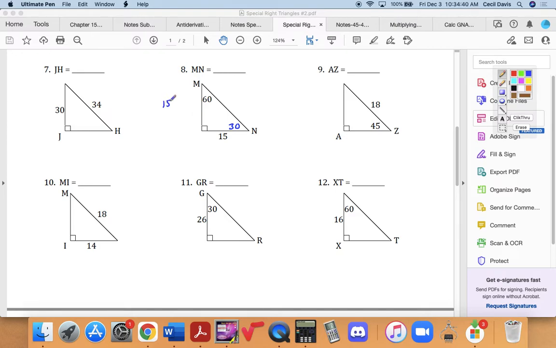So it's 15 divided by the square root of 3. And then we'll rationalize the denominator, and we get 15 square roots of 3 over 3, which is 5 square roots of 3 for the short leg. Then how do we get from the short leg to the hypotenuse? Times it by 2. So that'll be 10 square roots of 3. Okay.